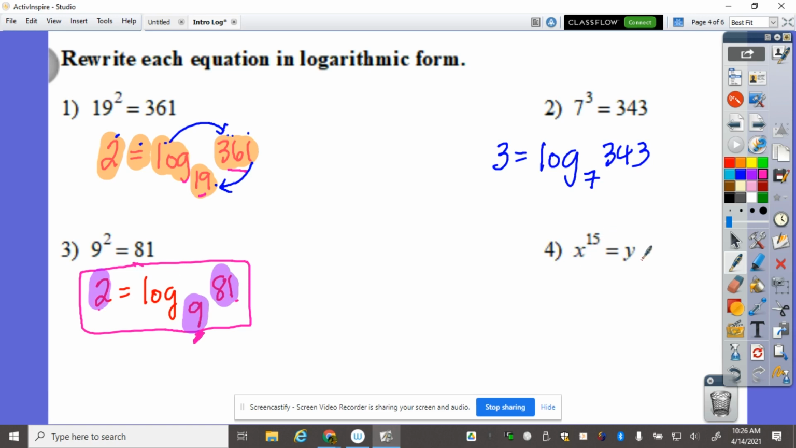Next, x to the 15 equals y. Again, you copy the exponent, 15, and you do the log. What is the base here? The base here is x, and the log number is y. So we read it as 15 is equal to log of y with a base of x. And that's how you write equation, exponential form to logarithmic form.